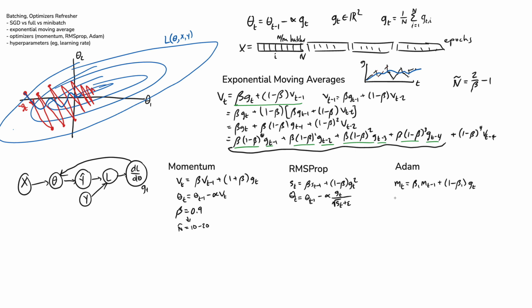We're also going to keep track of beta 2 times v_{t-1} plus 1 minus beta 2 times g, the gradient squared. So here's your moving average of the squared gradient. So we're taking a piece from momentum and a piece from RMSprop here.